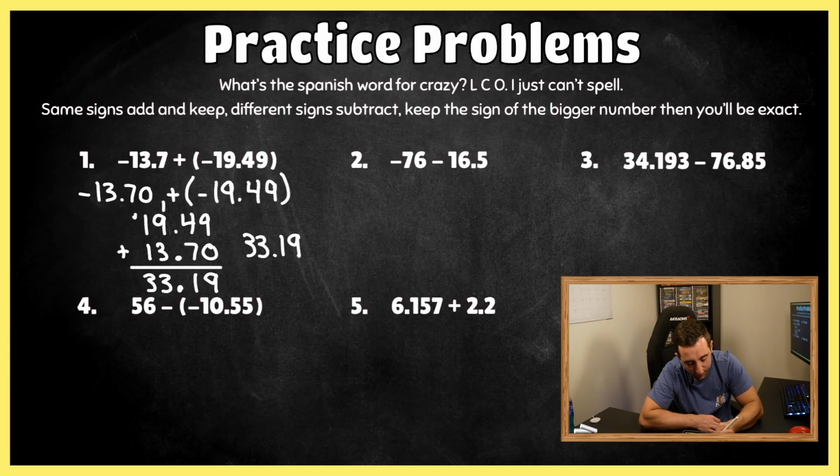However, hopefully you noticed that you have to keep the sign that they shared, so it should be negative 33 and 19 hundredths. So hopefully you're 1 for 1 and didn't miss that negative sign.